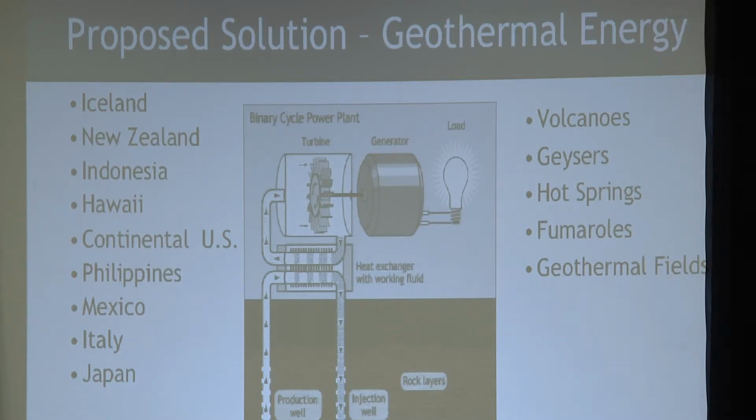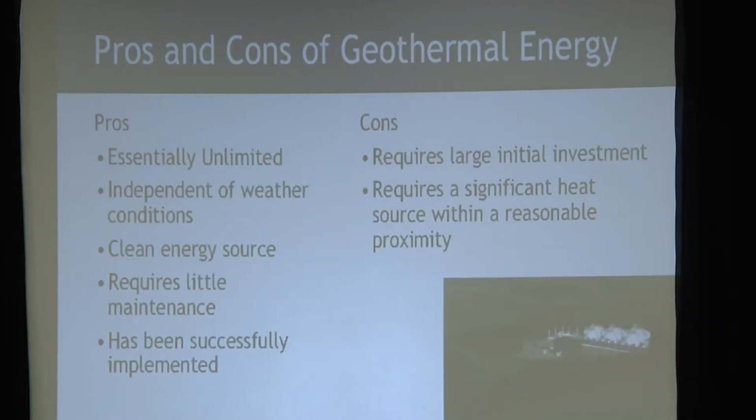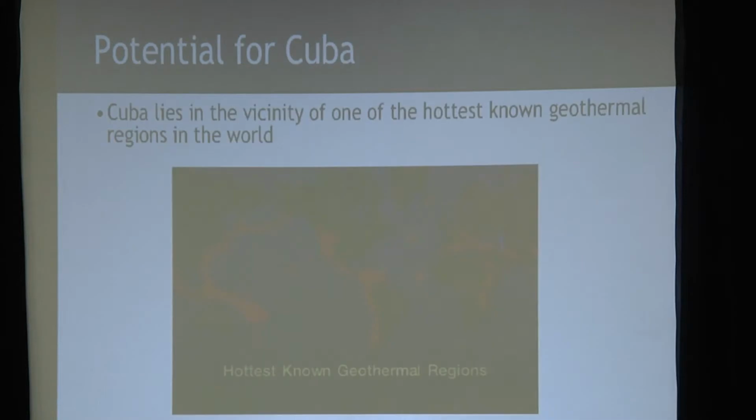So this energy turns turbines and goes through a generator and creates this load through heat exchange of that working fluid. So pros and cons to geothermal energy. The pro is that it's essentially unlimited. It's part of Mother Earth. It requires little maintenance once it's already in place, and it has been implemented successfully in other countries. So the con is that it requires a very large investment, and it requires a significant heat source that is in reasonable proximity to generate this power.